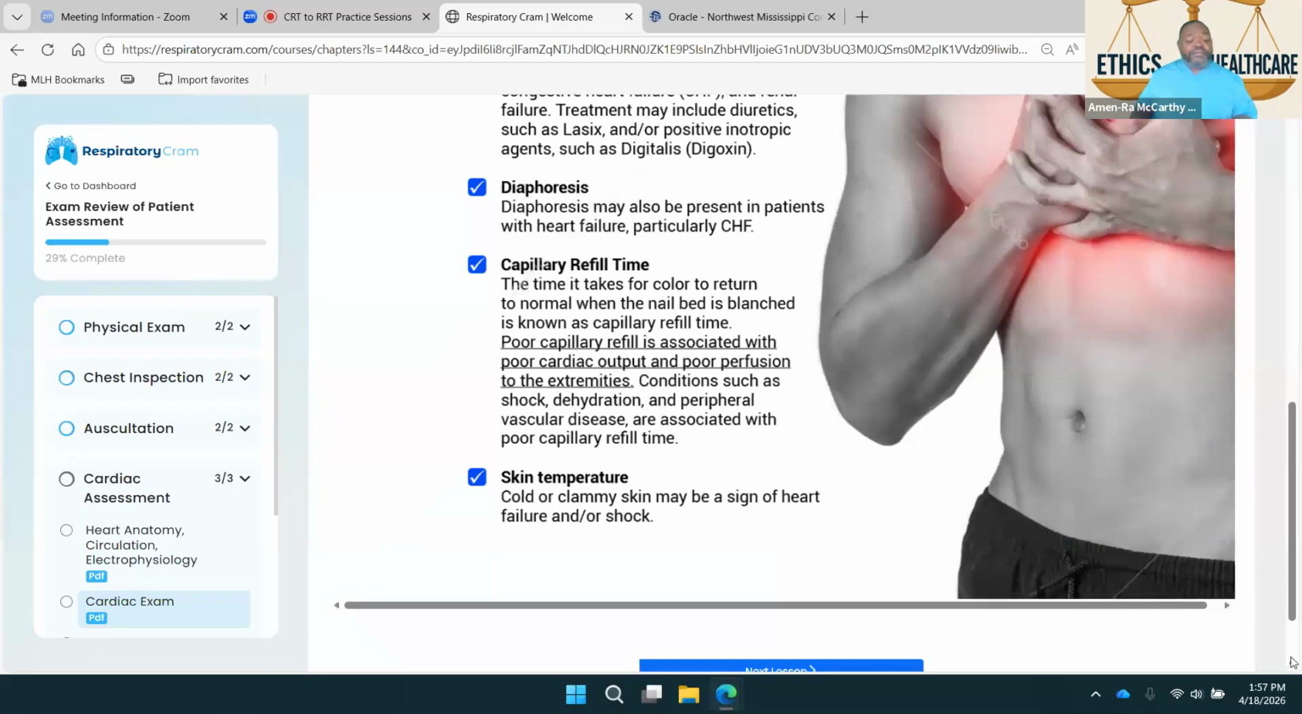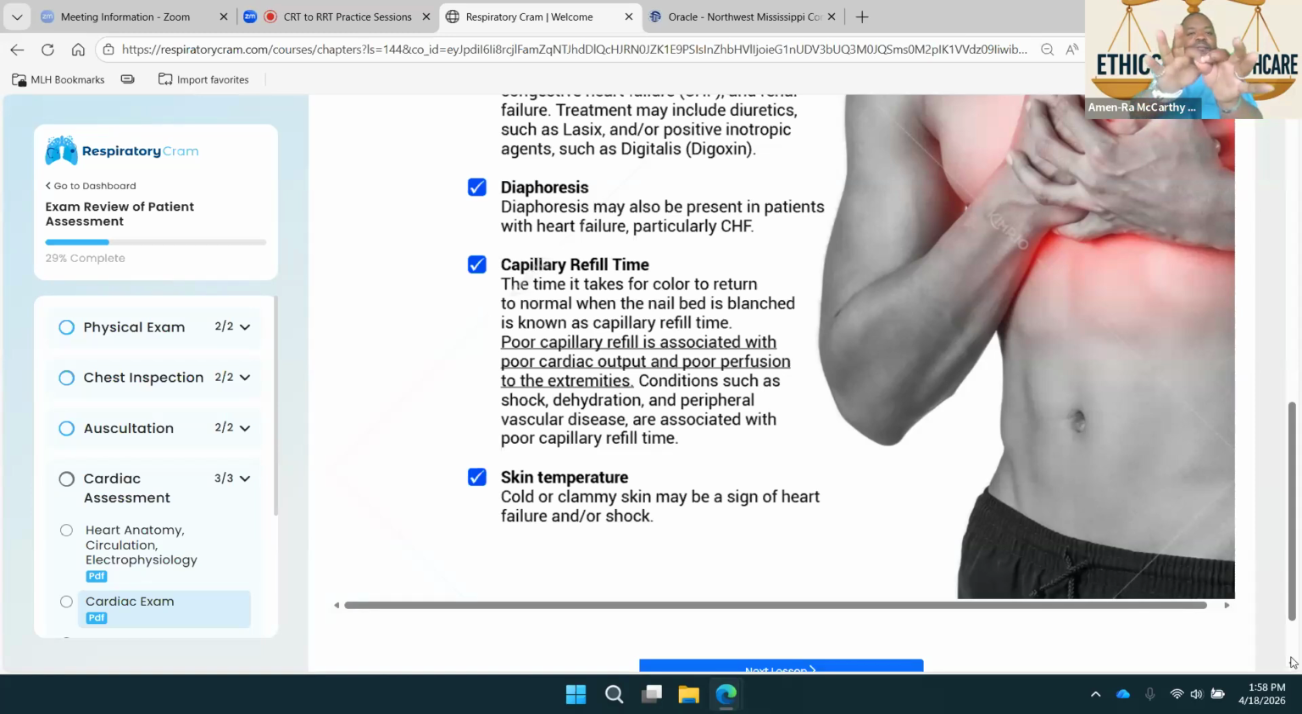Remember, we learned that in school when we first got to respiratory school. That was one of the first things we did in patient assessment. But remember that, right? It'll show its head back up on your test, and you'll be like, I haven't even dealt with capillary refill time in almost months or years, right? But that is the time it takes for color to return to normal when the nail bed is blanched.